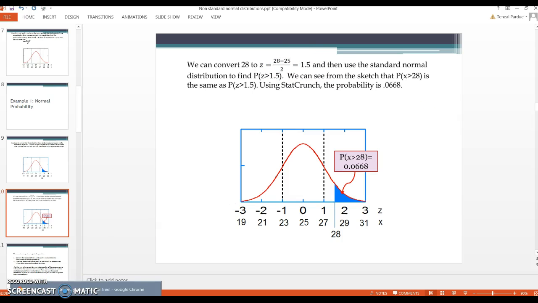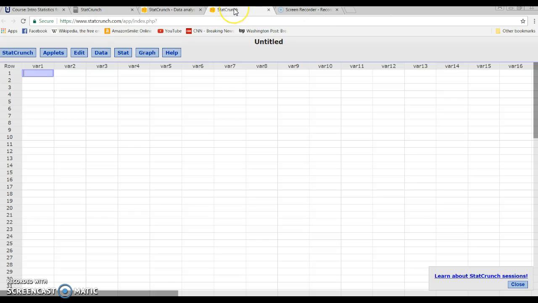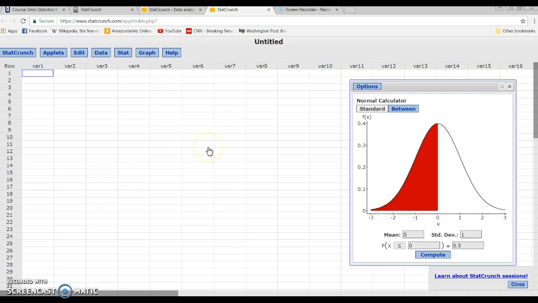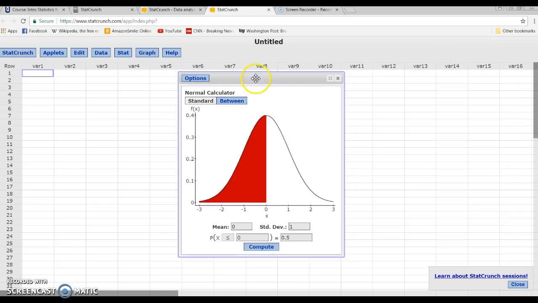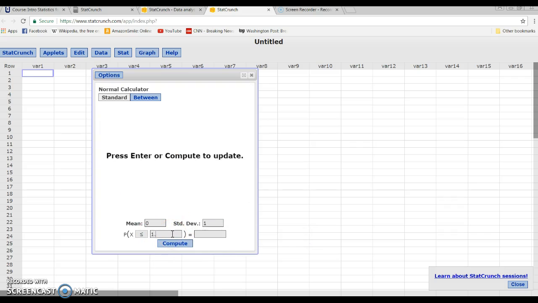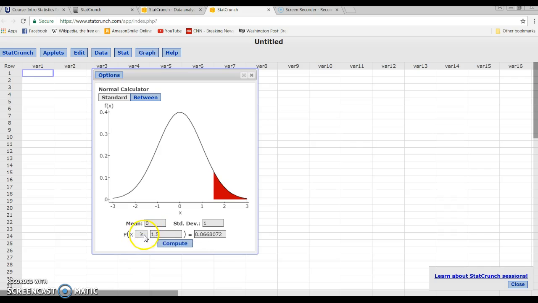And let's use the standard normal distribution. The way we're going to do that is over here on StatCrunch. I'm going to Stat, Calculators, and I'm going to pull up the normal. And just like we did before, we're going to leave the mean at 0 and the standard deviation at 1. And we want to find the probability that z is greater than 1.5, so just type in greater than 1.5, and we get 0.0668. And that's our answer.